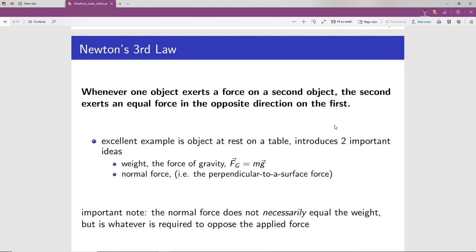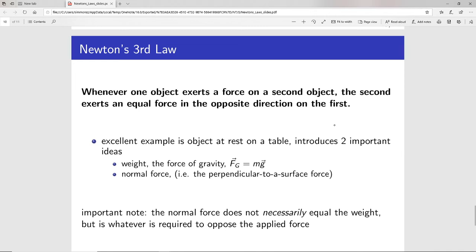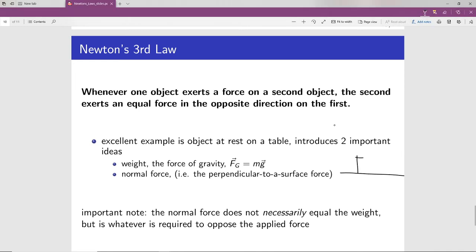Let's see, what else did we want to mention about this? An excellent example of this, which is what we're going to talk about next, is weight. So if you have an object that's resting on a surface, it exerts a force on that surface, the object's weight, which is its mass times gravity, and that surface will exert a force back on the object equal in size but opposite in direction. And we call that the normal force.